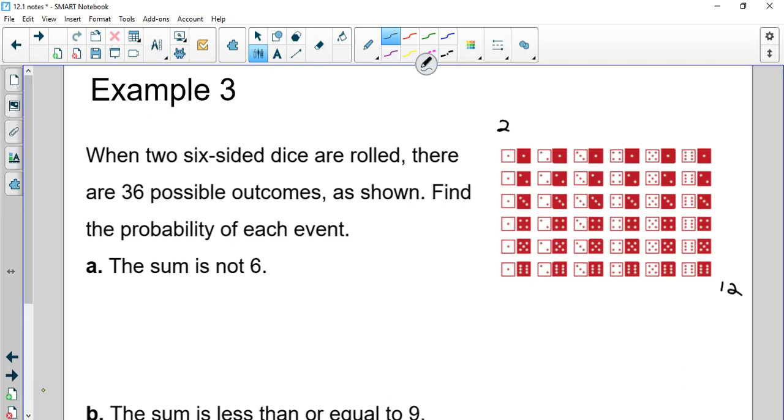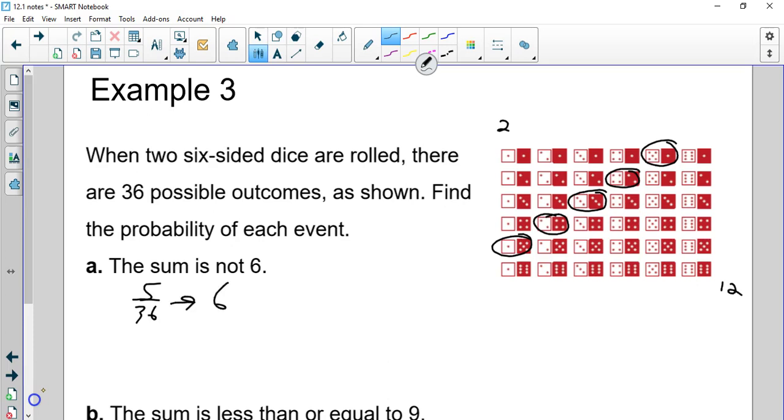So you look for 6. That's going to be 2 and 4, 5 and 1, 3 and 3, 4 and 2, and 1 and 5. Now yes, 5 and 1 and 1 and 5 both add up to 6, but that's why we have different colored dice, because 5 on the white, 1 on the red is a different roll than 1 on the white, 5 on the red. So how many possibilities are there to get 6? 1, 2, 3, 4, 5. 5 out of 36.